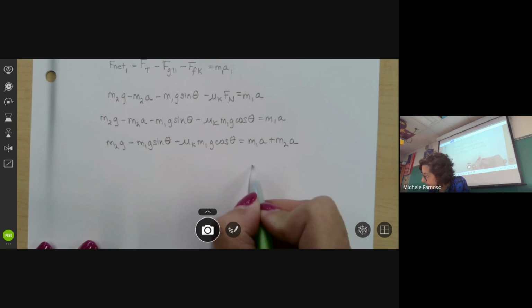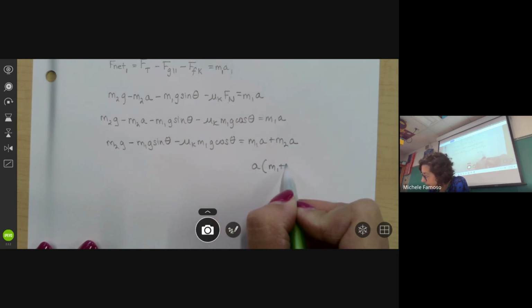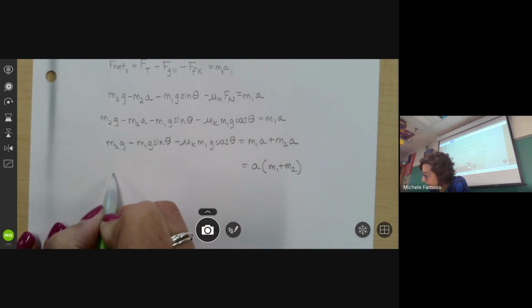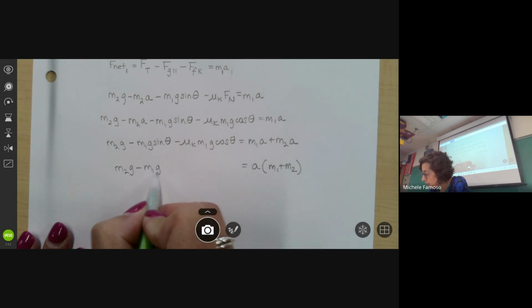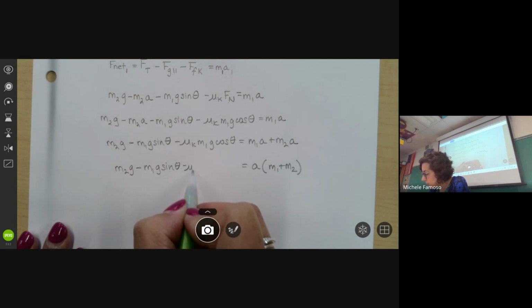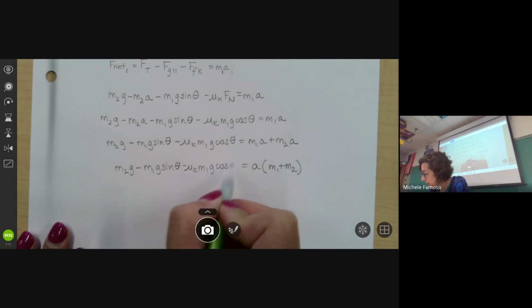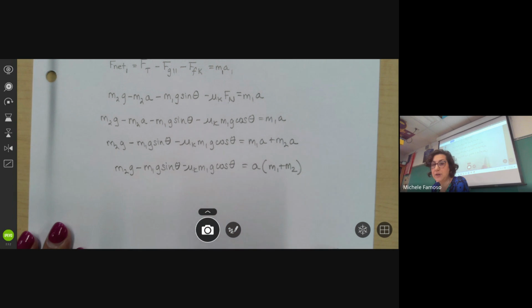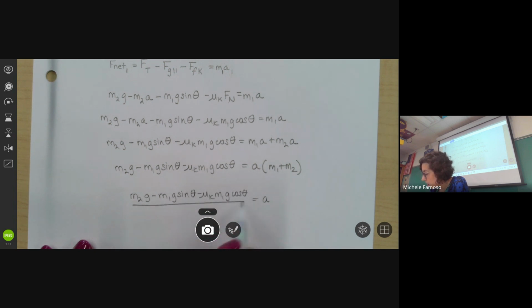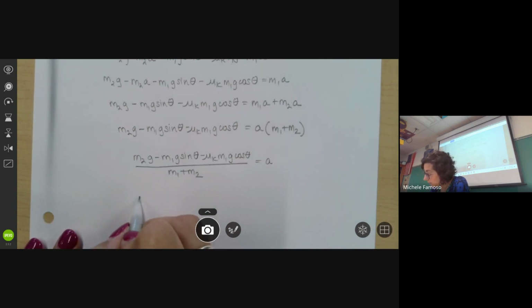Which means that to get the acceleration, if I group this, that would be M1 plus M2 in that grouping. And over here, I'm just going to keep that the way it is: M2G minus M1G sine of theta minus mu k M1G cosine theta. So to get the acceleration, I'm just going to divide both sides by M1 plus M2. So that's M2G minus M1G sine of theta minus mu k M1G cosine of theta all over the quantity M1 plus M2.